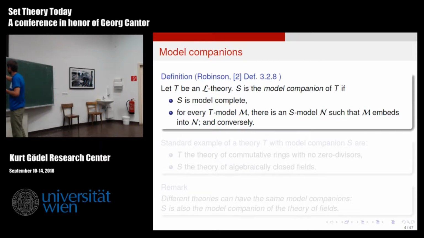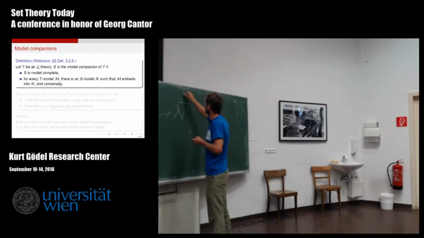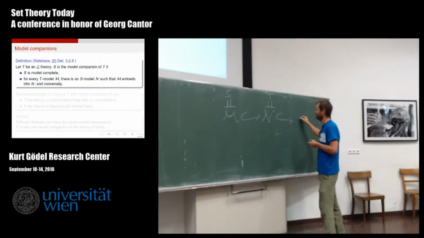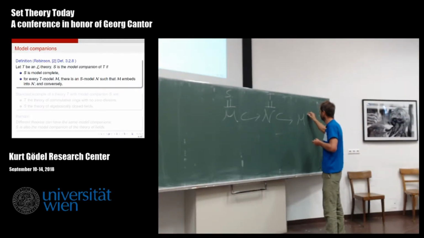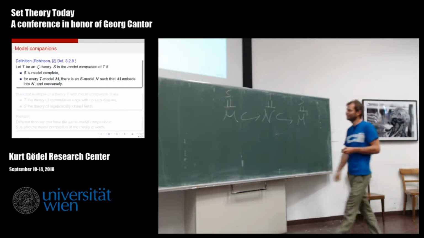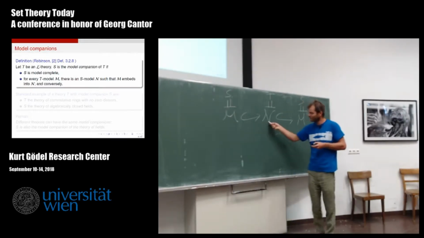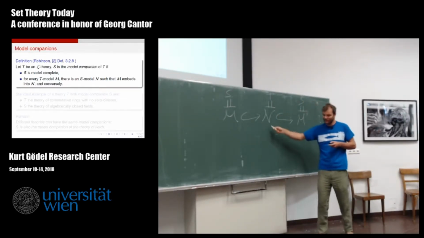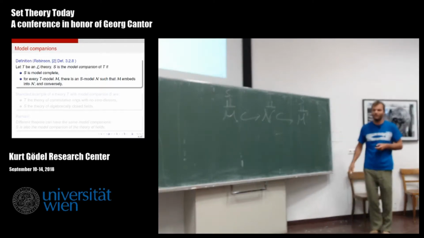Well, you take M, which models S. Then you can expand it to N, and then you can expand this to another M prime, which models S, and so on and so forth. So you can always take a structure which is a model of S, expand it to a structure which is a model of T, take a structure which is a model of T, and okay.